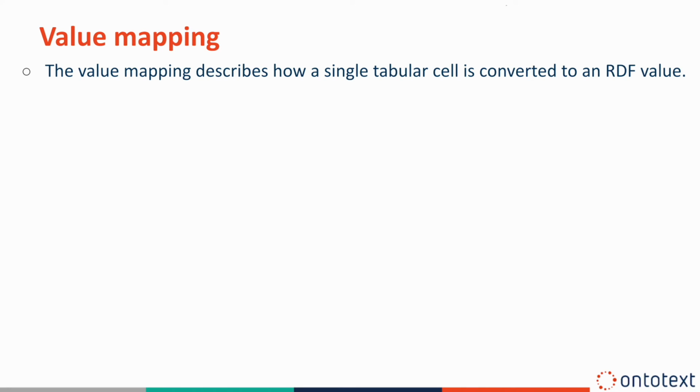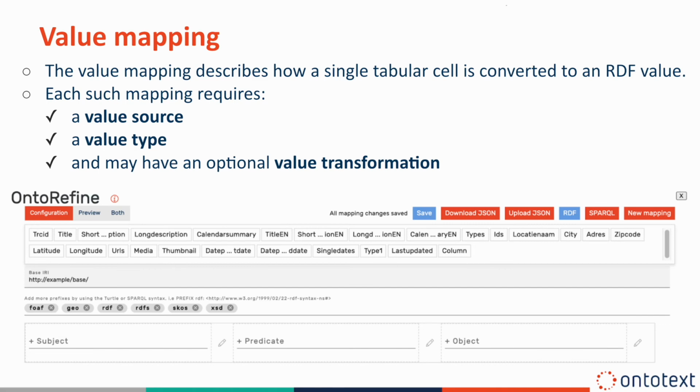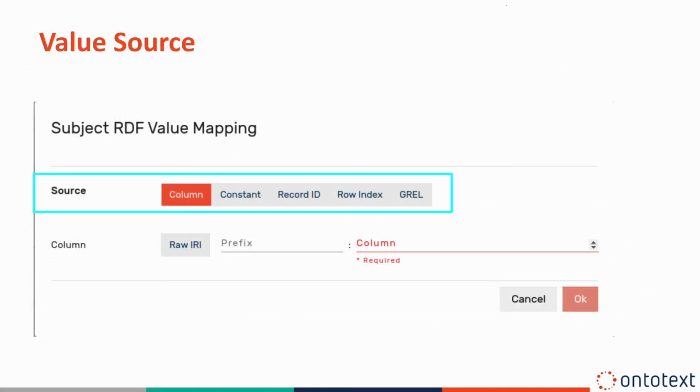The value mapping describes how a single tabular cell is converted to an RDF value. Each such mapping requires a value source, a value type, and may have an optional value transformation. Each value mapping has an associated value source: a column identified by name, a constant value, a record ID, or a row index.